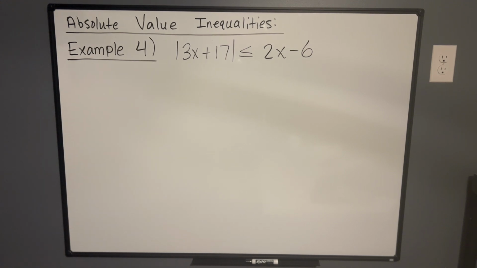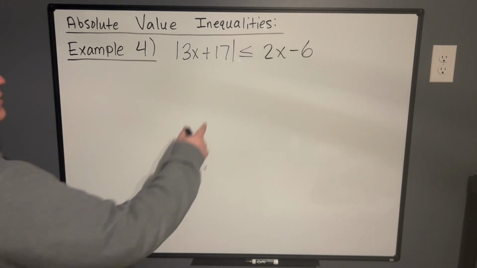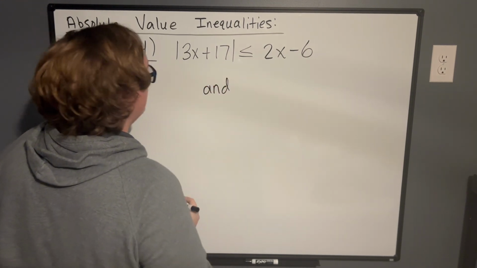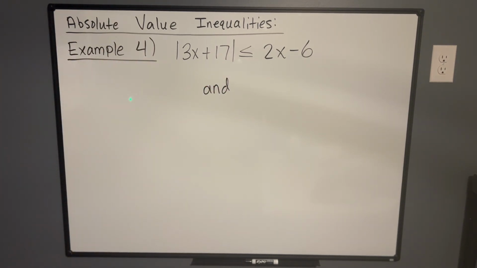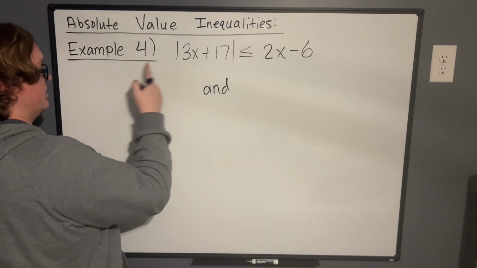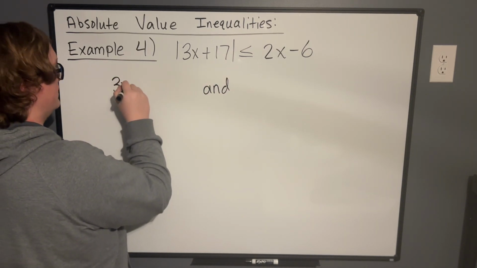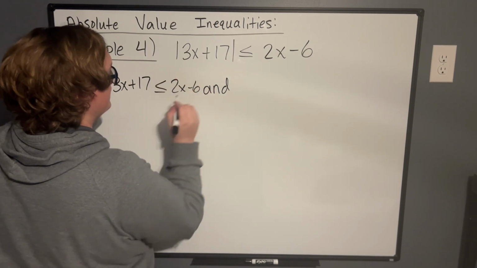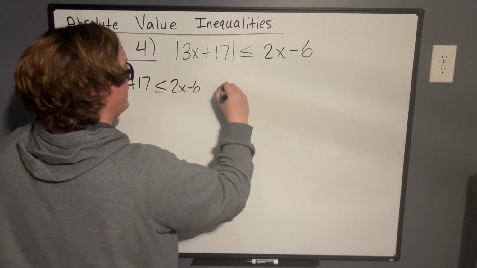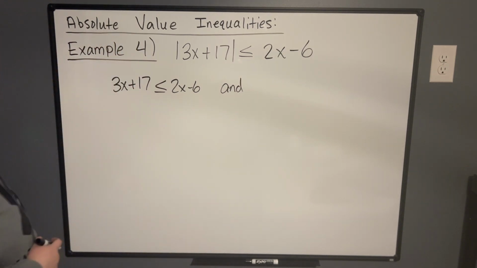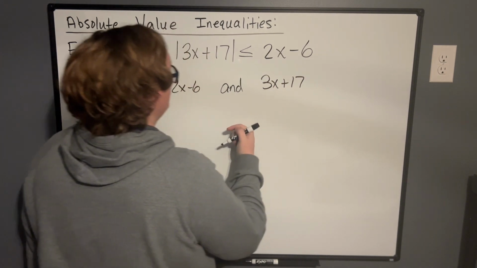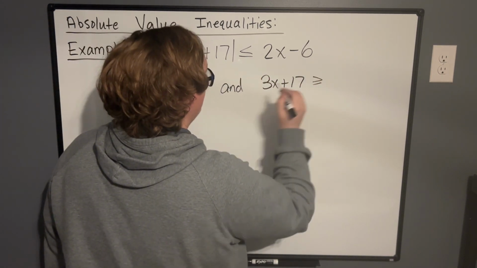Okay, so the first thing that we see is that we have less than or equal to. So that's going to tell me I'm going to have an "and" on the inside. Now, again, my cases, I'm going to treat them exactly like normal. So I have, just like there's no absolute value here, so 3x plus 17 is less than or equal to 2x minus 6. Let me move this over. And now the other case, I need to make the right side negative and flip the inequality. So I'll have 3x plus 17. So I flip the inequality. It'll become greater than or equal to.